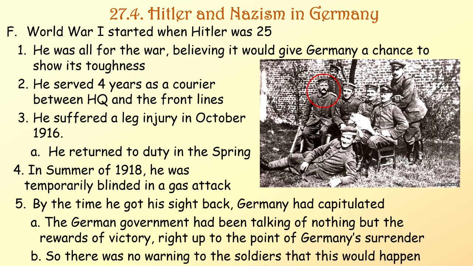World War I started when Hitler was 25 years old. He was all for the war, believing it would give Germany a chance to show its toughness. He served 4 years as a courier between headquarters and the front lines, a very dangerous job. He suffered a leg injury in October 1916 and returned to duty in the spring, and in the summer of 1918 he was temporarily blinded in a gas attack. By the time he got his sight back, Germany had capitulated. Up to this point, the German government had been talking of nothing but the rewards of victory, right up to the point of Germany's surrender.